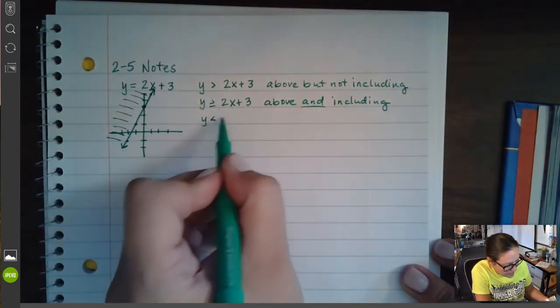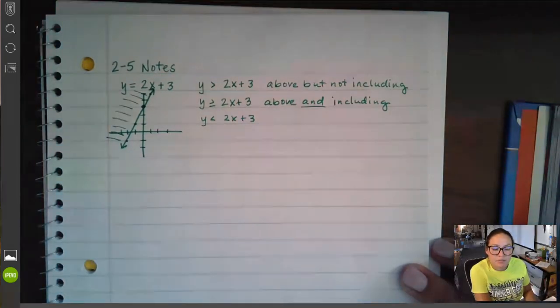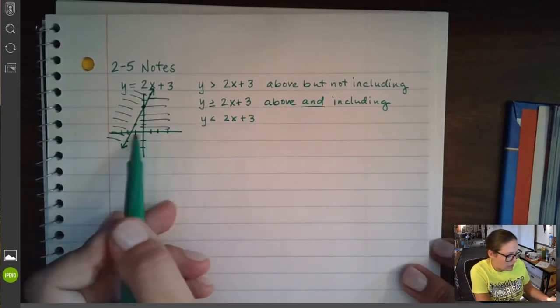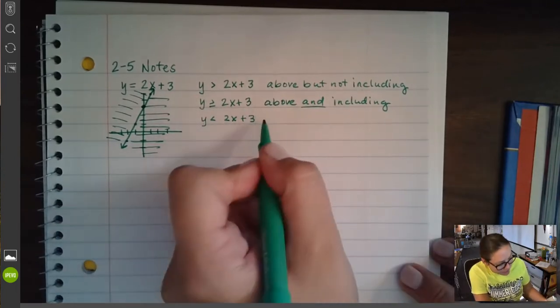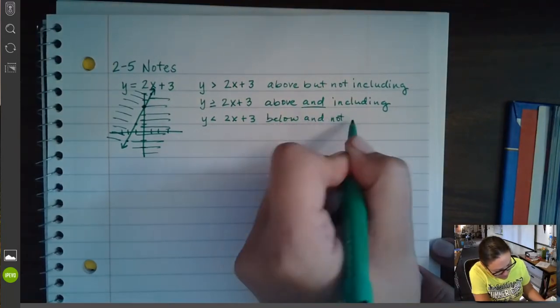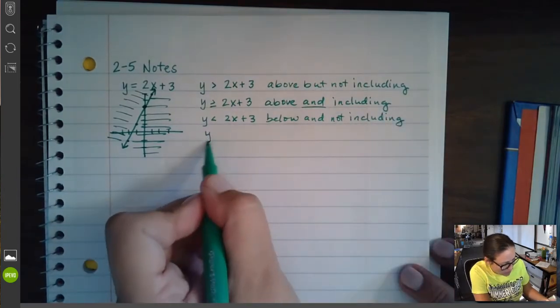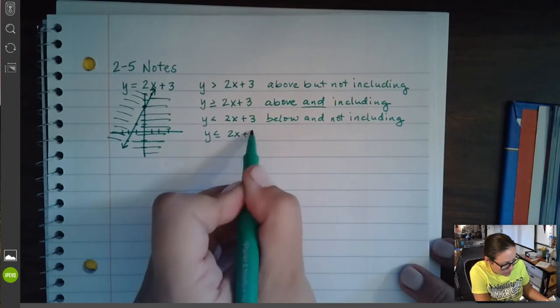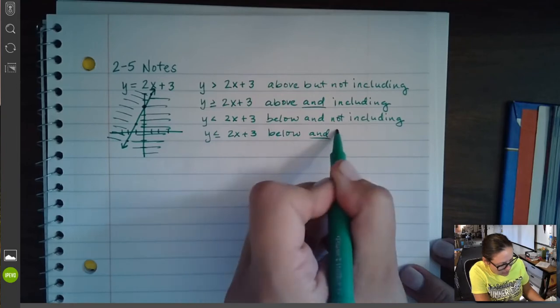So then what do you guys think is going to happen if I have y is less than 2x plus 3? Y is less than 2x plus 3 means I want all of this space below the line and not including the line because it's not equal to it. So below and not including. Y is less than or equal to would be below and including.